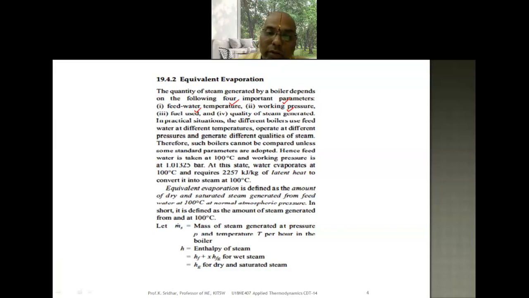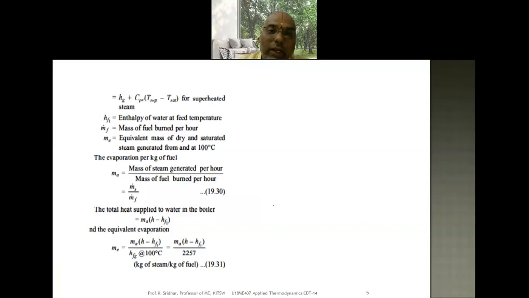How can we define the equivalent evaporation? It is defined as the amount of dry saturated steam generated from feed water at 100 degrees centigrade at normal atmospheric pressure conditions. That is very important while you are calculating the performance capacity of the boiler.